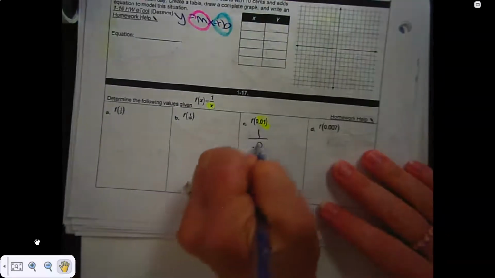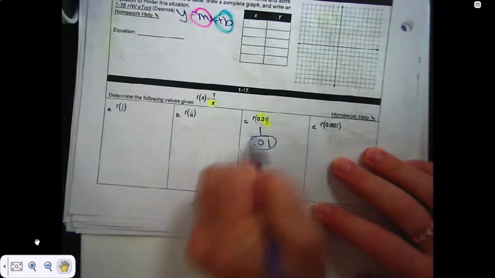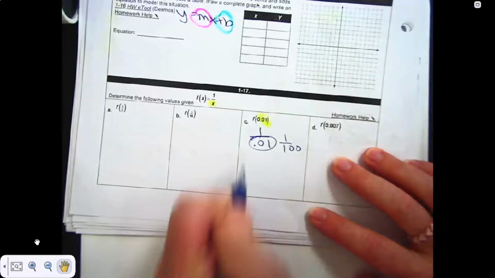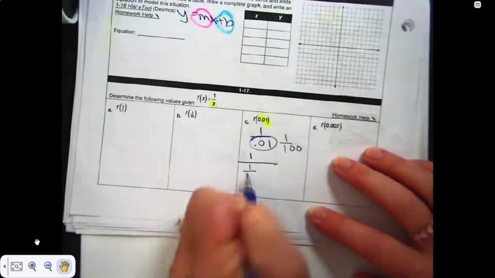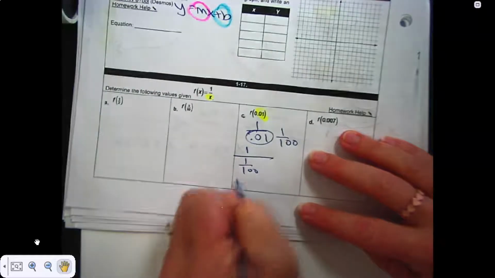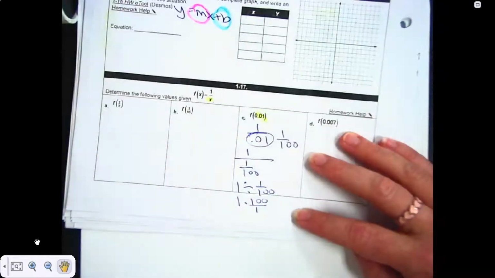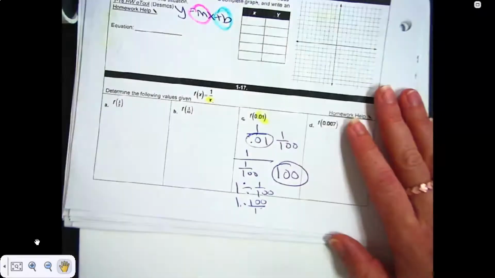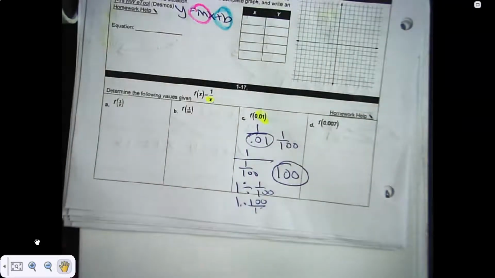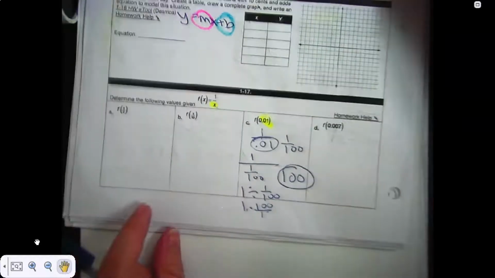So 1 over 0.01. Yes, you could pick up your calculator, but I'm going to show you a different way. This means 1/100ths. So it's really 1 divided by 1/100ths. Let me rewrite that. 1 divided by 1/100ths. Remember, when you're dividing, it's the same as multiplying by the reciprocal. So 1 times 100 is 100. Okay? You can always use your calculator, but I want you to know how to do these things without it, because you're not always going to have access.